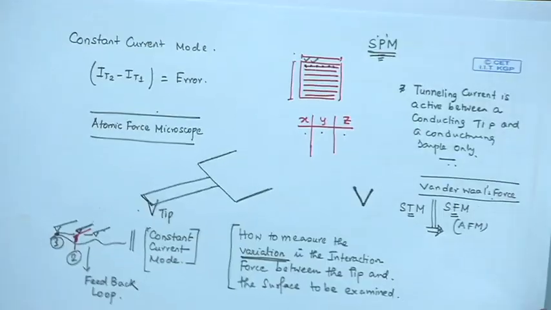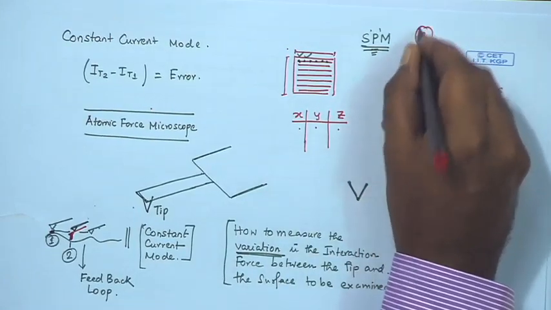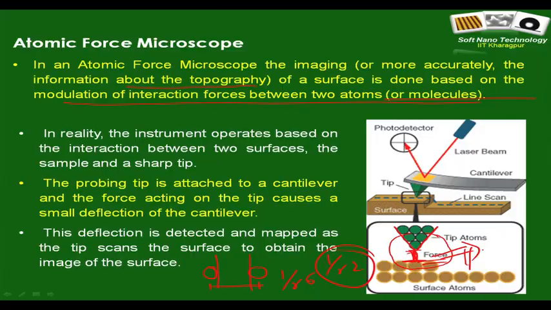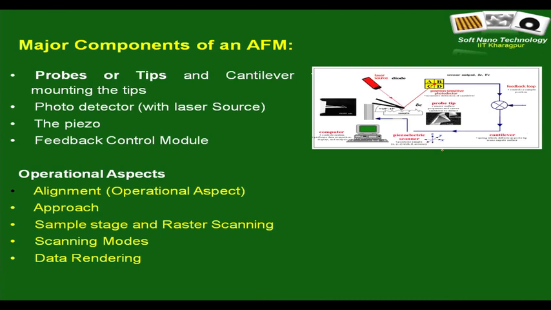But still the question remains: how to track this variation in the interaction force? That is in fact a challenge, and it is done in a very elegant way utilizing a laser source and a photo detector. So, what we will do next is try to understand the major components of an AFM. Of course, these are the major components.